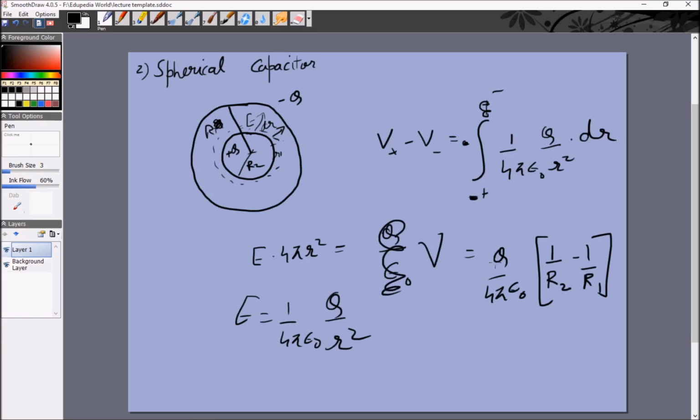So we can see from here directly Q by V, we just have to take it to the other side. So Q by V, which is the capacitance, will be 4 pi epsilon naught R1 R2 by R1 minus R2. Again we see that it only depends on the geometrical quantities, in this case the radius of the two spherical shells. It doesn't depend on anything else.